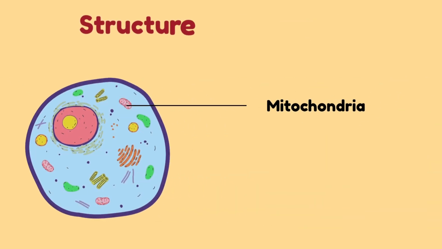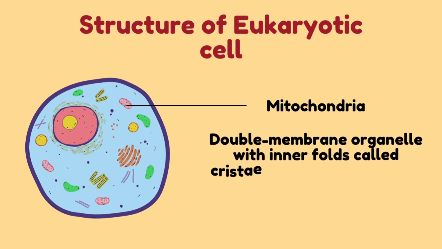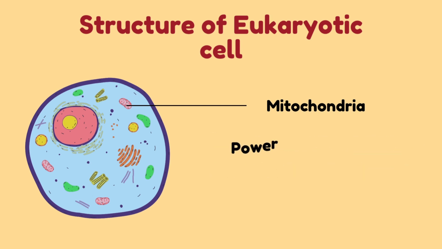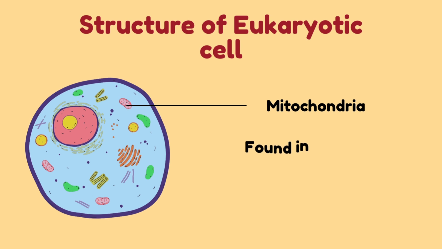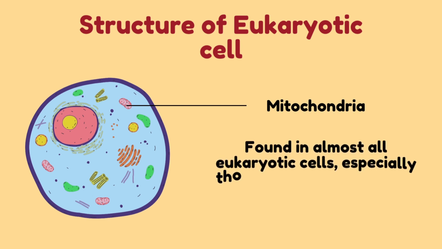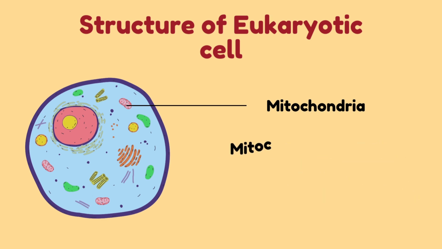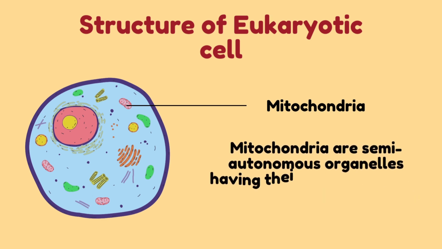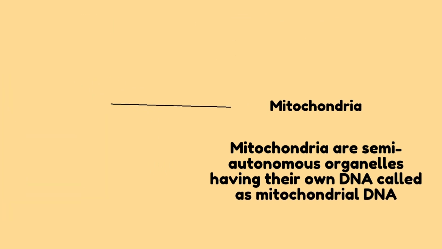Next structure is the mitochondria. Mitochondria is a double-membraned organelle with inner folds called cristae and a central matrix. Mitochondria is known as the powerhouse of the cell because they produce ATP via cellular respiration. They are found in almost all eukaryotic cells, especially those with higher demands like muscle and nerve cells. Mitochondria are semi-autonomous organelles having their own DNA called mitochondrial DNA.